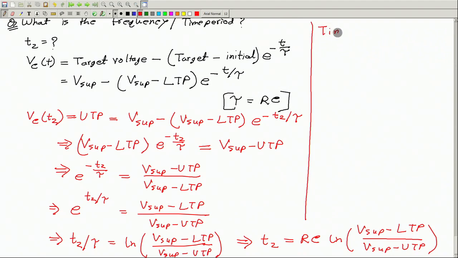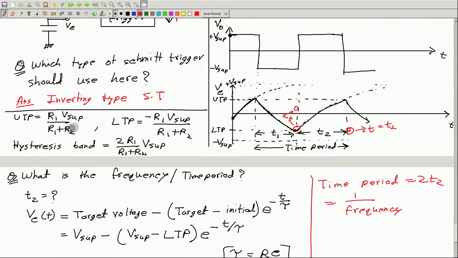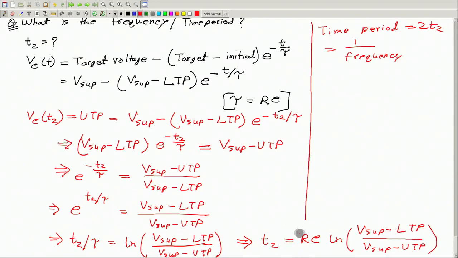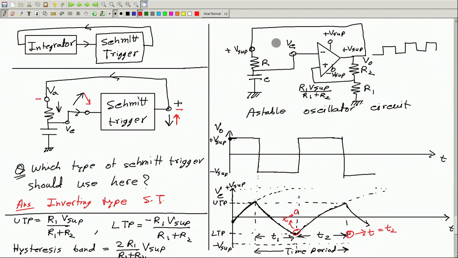Okay. So, this is T2. The time period will be 2 T2 and frequency is 1 over time period. You can put this value here, which I am not doing, and you can also put the values of LTP and UTP in this expression. You can now put the values and complete this, I believe. So, that is about this particular circuit.